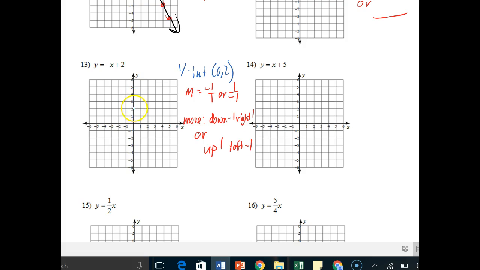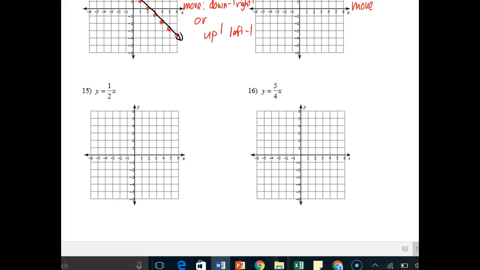So start at 2 and then move down 1, right 1. Down 1, right 1, down 1, right 1, down 1, right 1, down 1, right 1, or up left, up left, up left, and up left. Again, see how I wanted a negative sloping line? I have one. And I wanted a positive y-intercept? I have one. So here, again, y-intercept, what your slope is, and how you move.